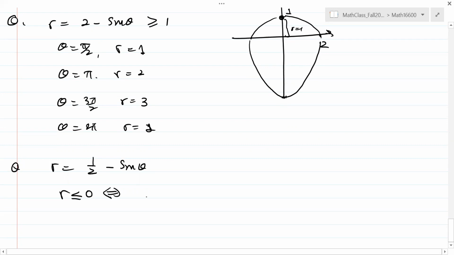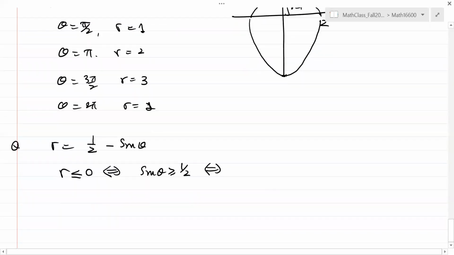It's the same as sine theta is greater than or equal to 1/2. So it's equivalent to theta, if theta is between 0 and pi. Let's assume theta is between 0 and 2 pi, otherwise the solution is more complicated. But sine pi over 6 is 1/2. So another one should be equal to pi minus pi over 6, which is 5 pi over 6.